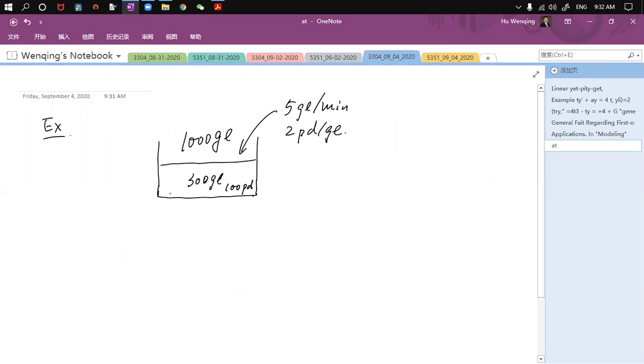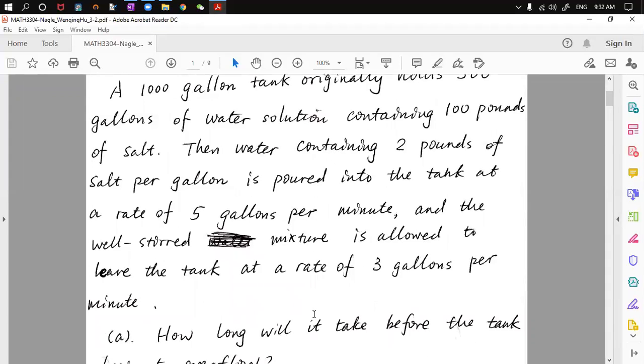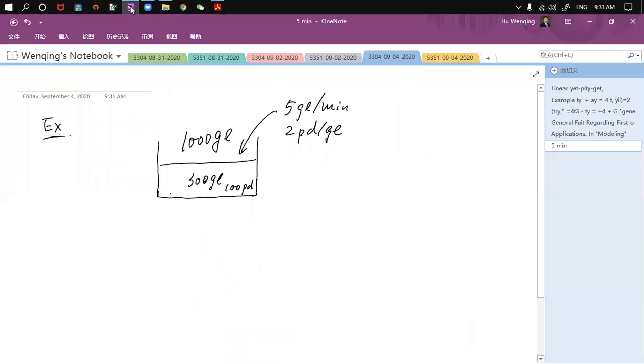So that's the concentration of salt in the water. Okay, so that's 5 gallons per minute, 2 pounds per gallon, right? So well-stirred mixture is allowed to leave the tank at a rate of 3 gallons per minute. So well-stirred mixture is leaving the tank at 3 gallons per minute, right? So you draw this picture of this problem. I would suggest everybody to do that on your exam.